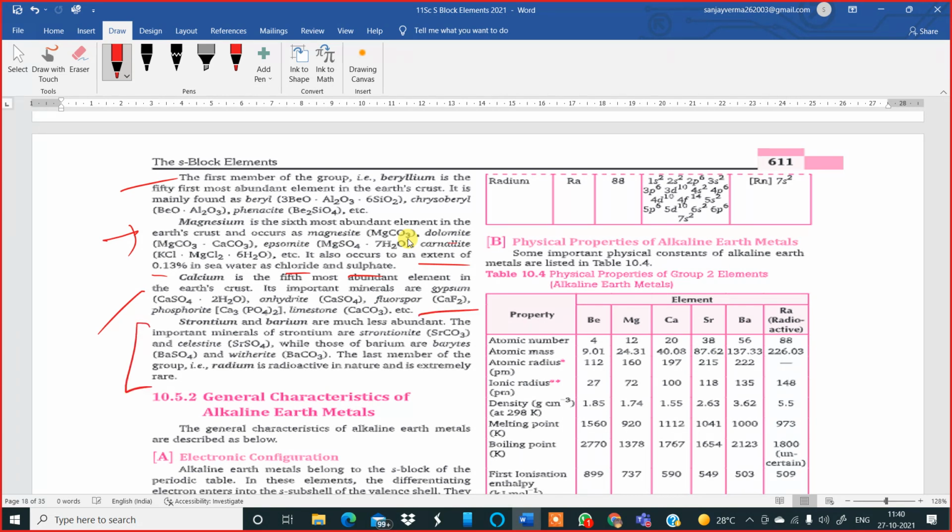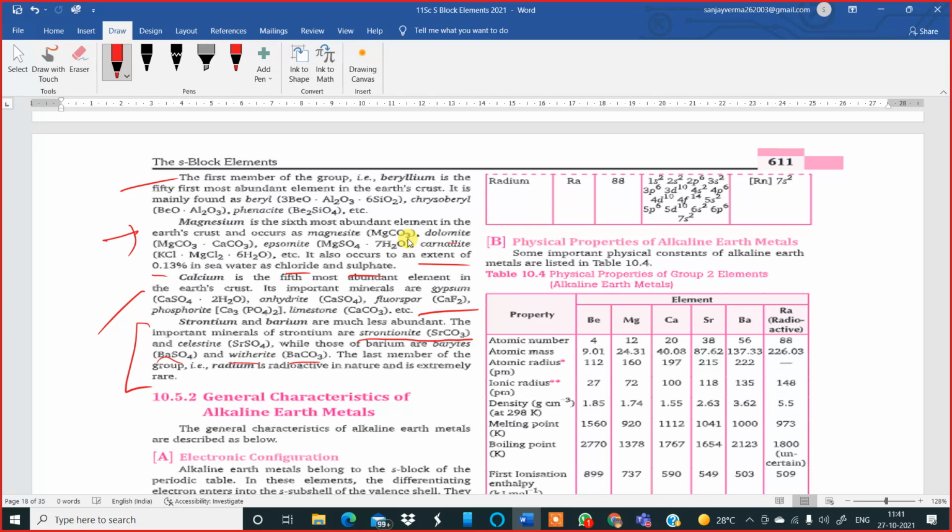Now coming to the next two elements, strontium and barium, these are much less abundant in nature. The important minerals of strontium are strontianite, SrCO3, strontium carbonate chemically, and celestine. I would request you to learn this formula, strontium carbonate, because when you go to class 12, while doing practical chemistry, you will come across this compound in the group analysis. Celestine is strontium sulfate, while those of barium are barytes, barium sulfate, and witherite, that is barium carbonate.